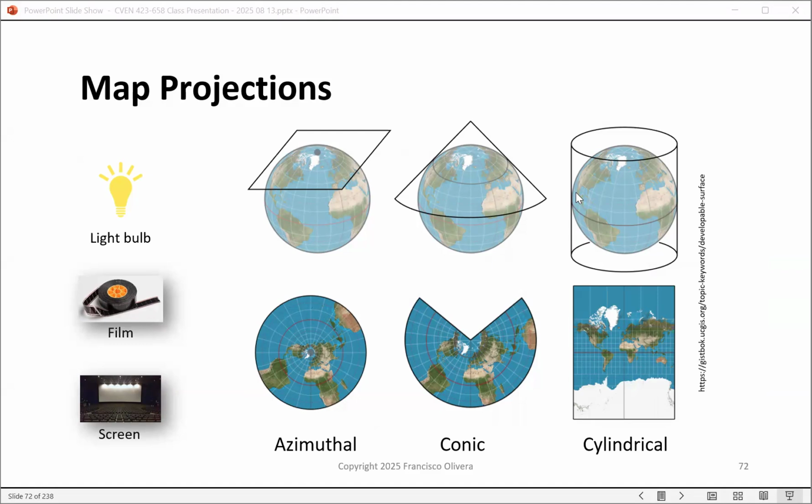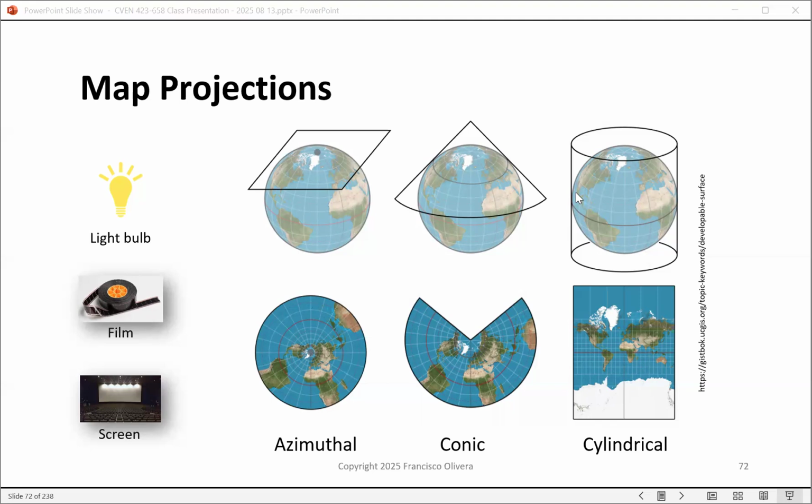For example, for the conic projection, we put a light bulb in the center of the Earth. The surface of the Earth is going to be the film that is going to be projected on a screen that is going to be the cone that you can see there. Now, the shape of that cone is going to depend on the parallel of tangency.